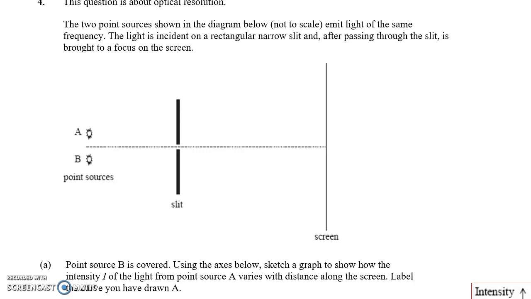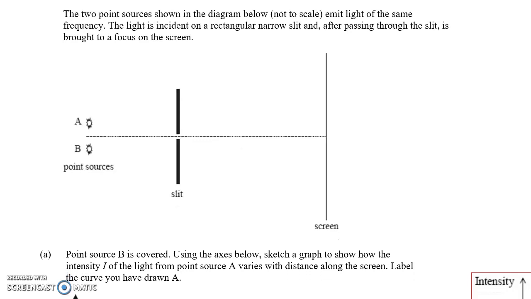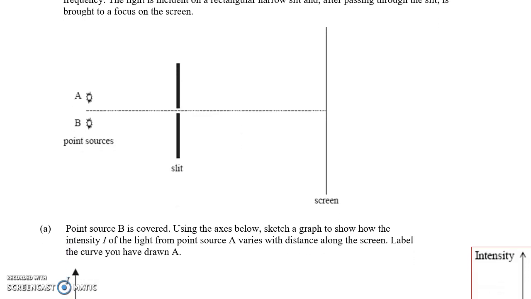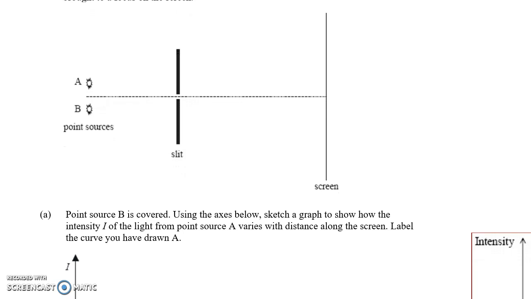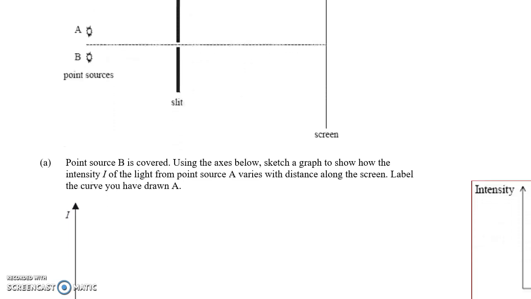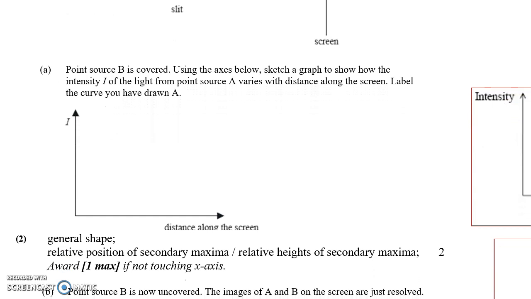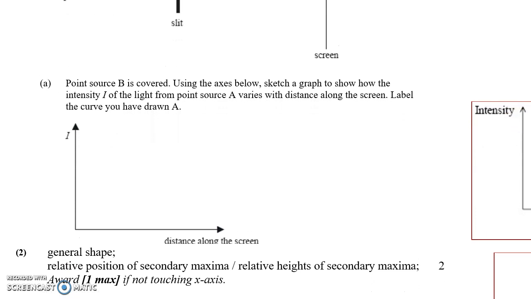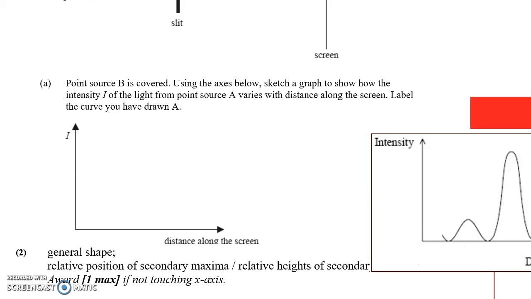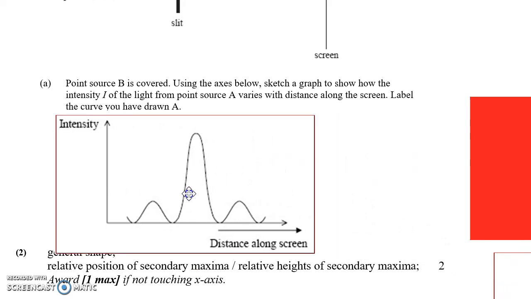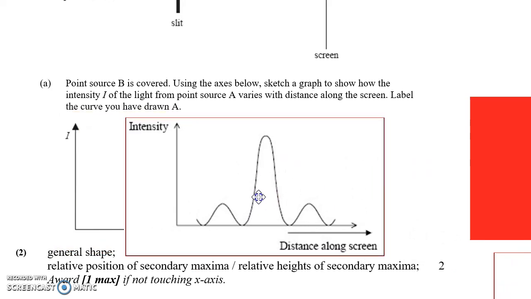Point B is covered, and it wants you to sketch a graph to show how the intensity of light from the point source A varies with distance on the screen. So we're looking for a single slit diffraction, and what we get should look something like what you drew in the last question. So we're looking for something like this. I'll put it here. It's a bit simpler than the last question. I'm sure that's correct. Only 2 marks.